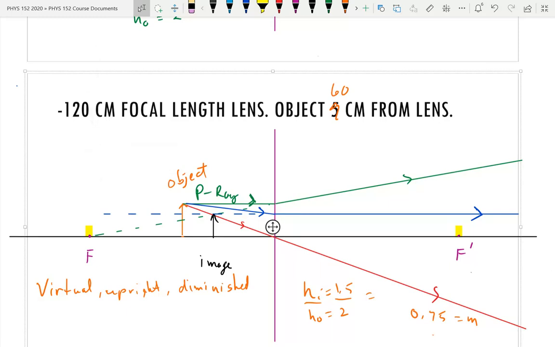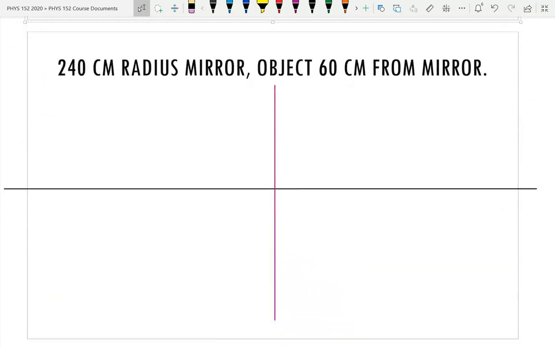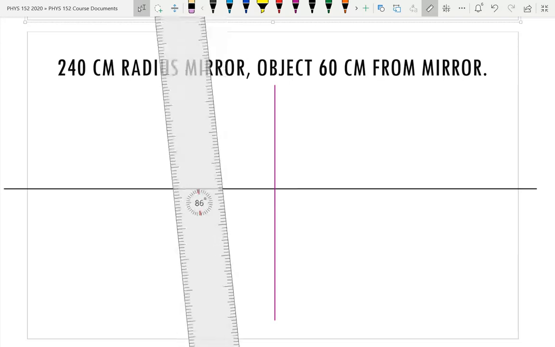The next two are the same thing, but with a mirror. So here I have a 240 centimeter radius mirror. The object is 60 centimeters from the mirror. That means everything's going to be reflected back, right? Correct. Okay.